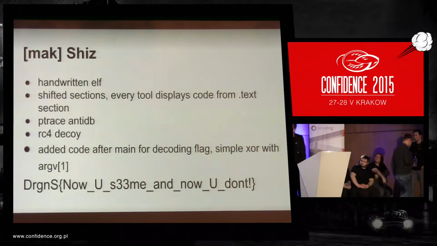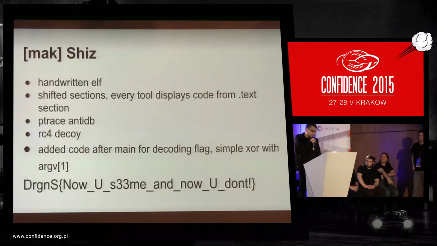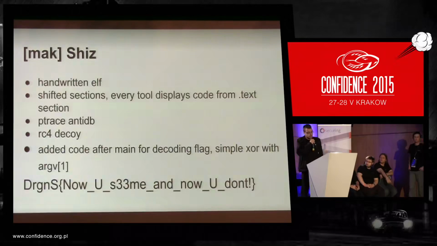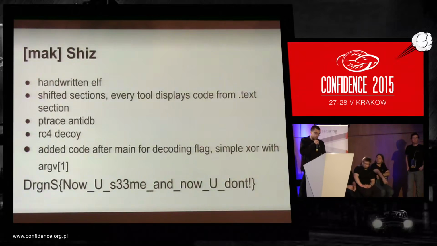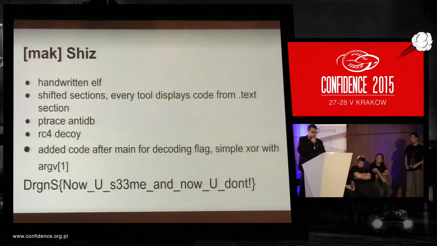SCIS was a simple task for reverse 200, I think. It was a handwritten ELF. The biggest problem of ELF is that it's kind of dual, because you have headers for sections and for pages, and most of the tools use the section headers, which are not actually what's executed. So if you shifted them a little bit, you have something very strange.